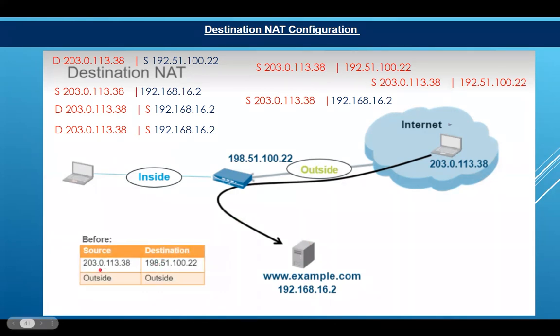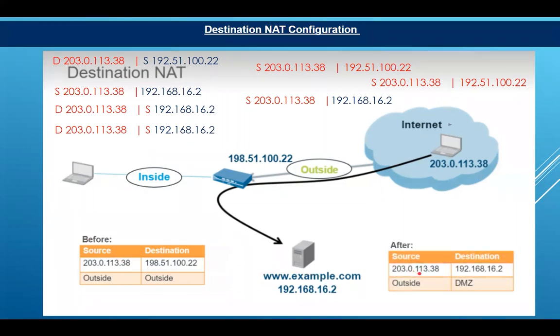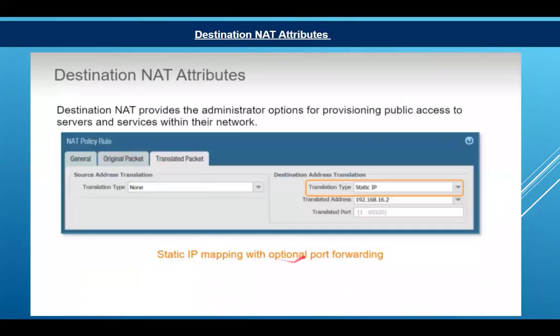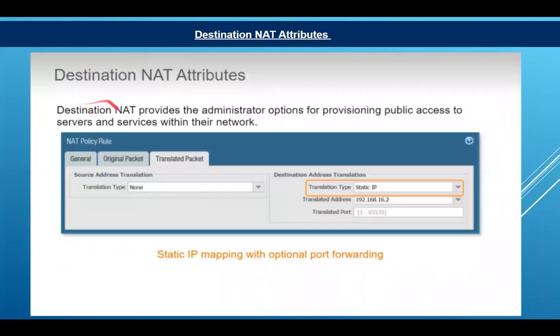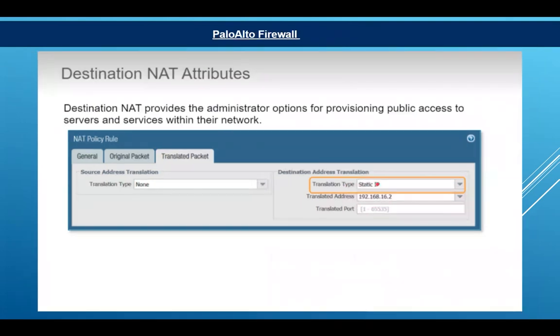So source is 38, destination is 22. Before that, this one is the destination. But after that, our source is this, but the destination is translated from 100.22 to 16.2, right? So this one is the destination NAT. We translate our destination IP address with our public IP address. So this one is the destination rule modification. Destination network address translation, static IP address, and this one is the IP address, right? So this is how the destination NAT will be performed.